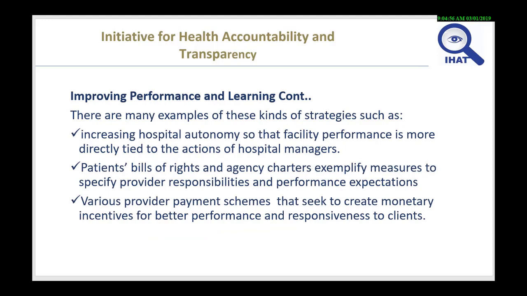Improving performance and learning also includes increasing hospital autonomy so that facility performance is more directly tied to actions of hospital managers. Patient Bill of Rights and agency charters are examples of measures to specify provider responsibilities and performance expectations. Various provider payment schemes that seek to create monetary incentives for better performance and responsiveness to clients fall under this category.